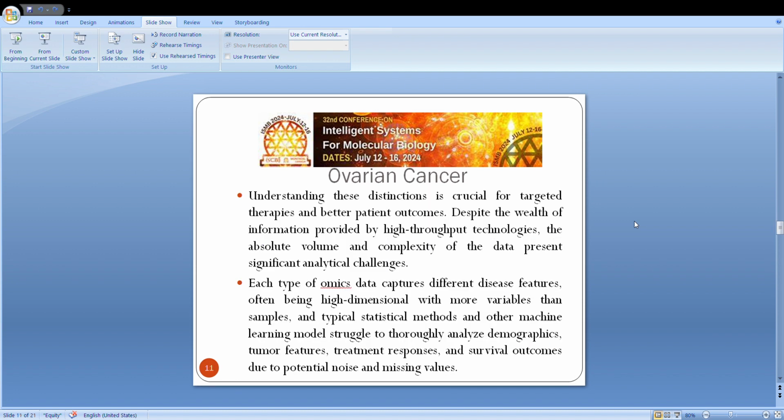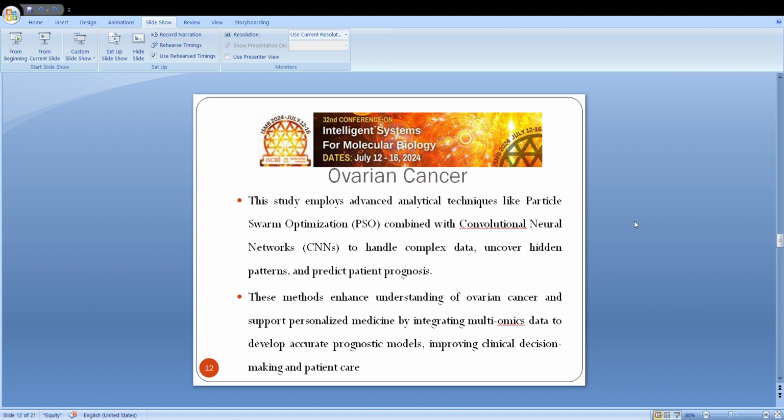Omics data captures different disease features, and that calls for a model that can analyze such variation of data. Understanding the distinction is crucial for targeted therapies and better patient outcomes. For this study, we employed advanced analytical techniques like particle swarm optimization combined with CNN to help us uncover those hidden patterns in the multi-omics datasets.